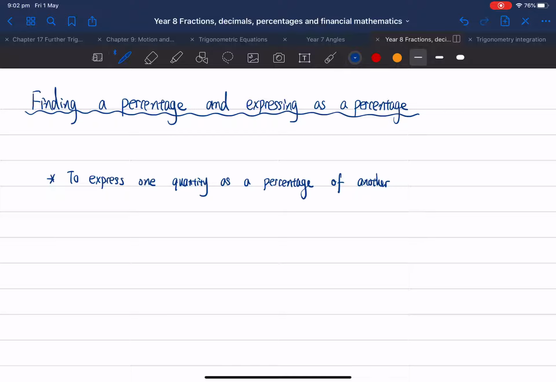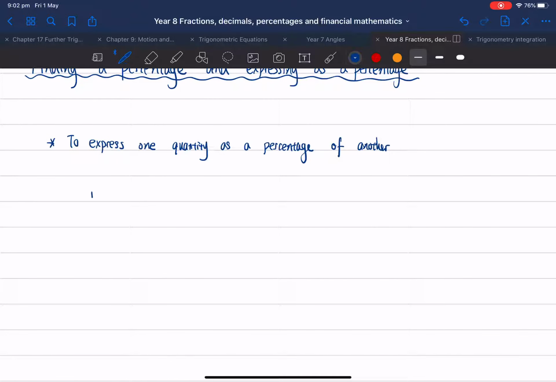Usually what we're going to do is write a fraction with the part amount as the numerator and the whole amount as the denominator. So the first step is we need to write a fraction with the part amount as the numerator and then the whole amount as the denominator.